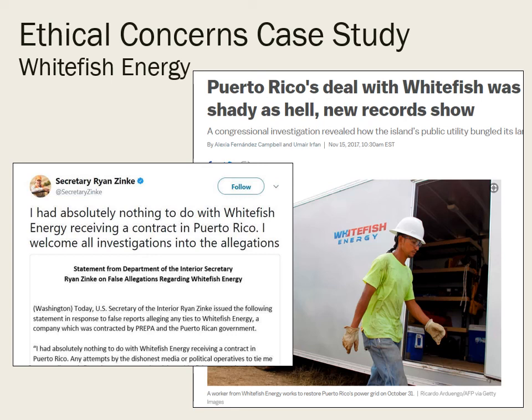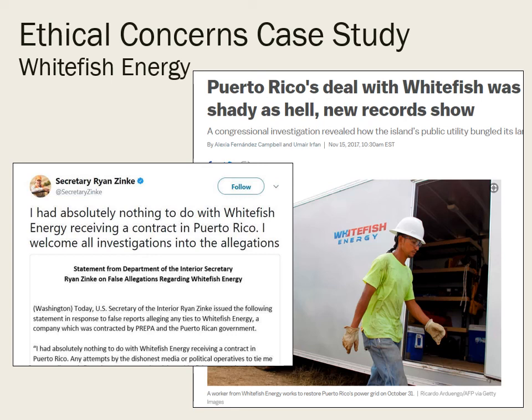Whitefish Energy also had a tie to Interior Secretary Ryan Zinke. This was one of the many investigations. Interior denied that Zinke helped secure that contract, but it was a real big concern because Congress learned afterwards that the company only had 2 full-time employees when Puerto Rico was decimated by a hurricane.